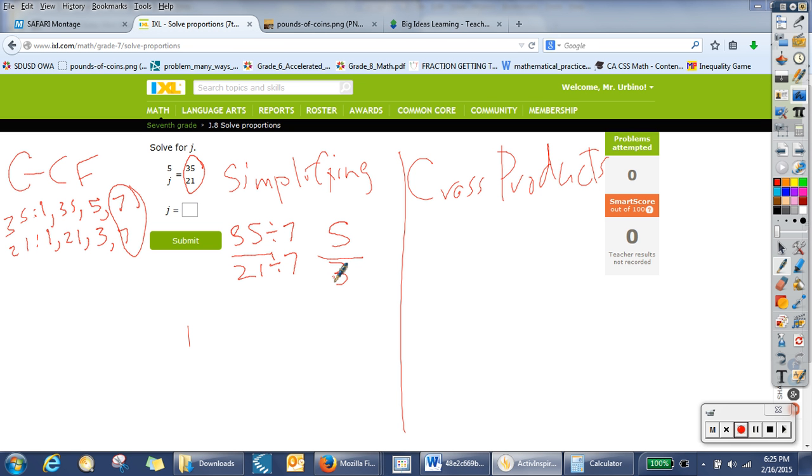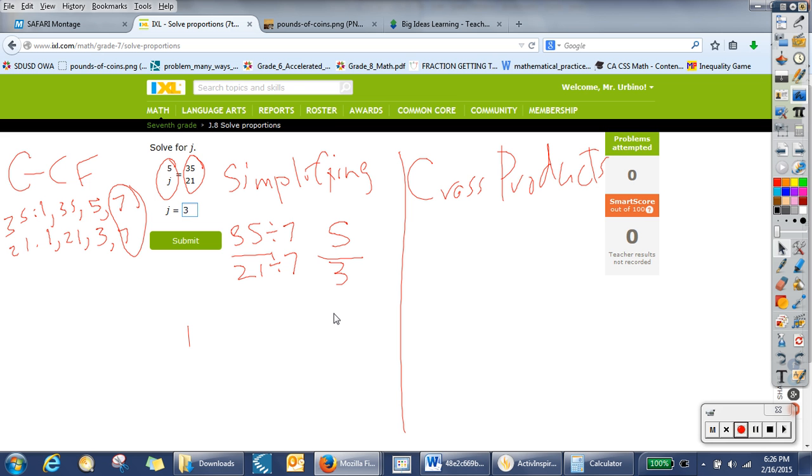Luckily for us, we were looking for a ratio that had a 5 in our numerator, and so we don't have to calculate any further. We know that this would be 3.